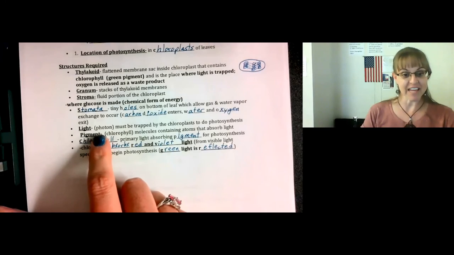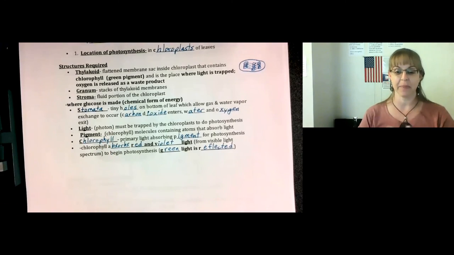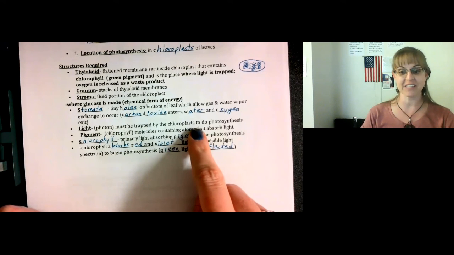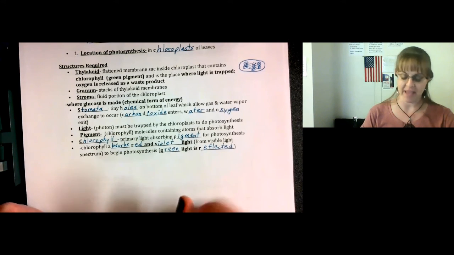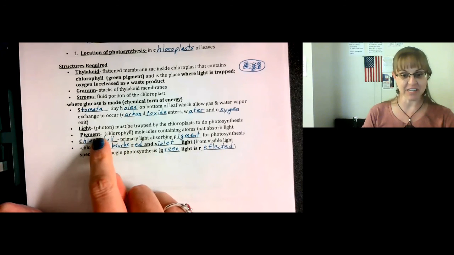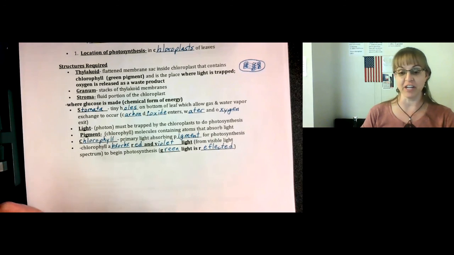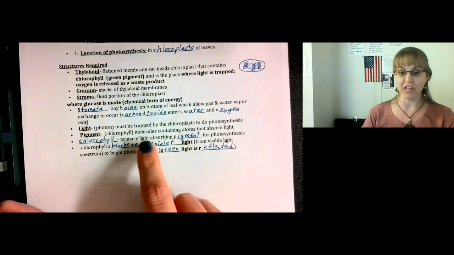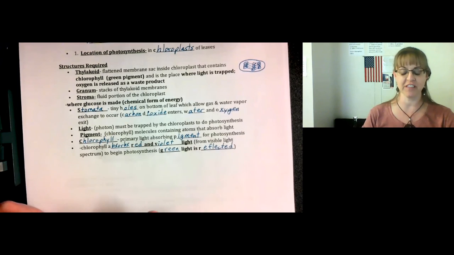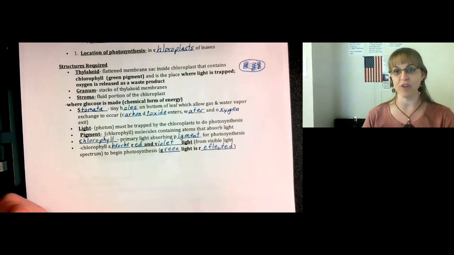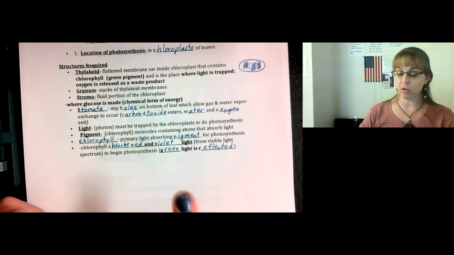A photon of light, a unit of light, is trapped by the chloroplasts as photosynthesis is done, and the chlorophyll pigment contains atoms that absorb the light, and the chlorophyll is the primary or major light-absorbing pigment for photosynthesis. There are some other pigments that you usually only see in the fall, like your reds and oranges and yellows and purples, but chlorophyll, the green pigment, is your number one pigment that absorbs the light.